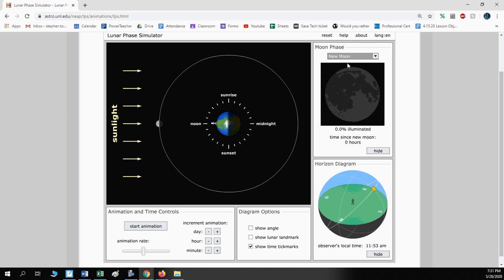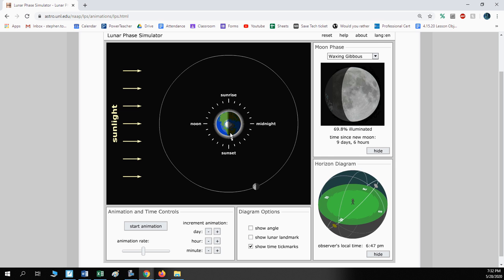First, I'll set this up as a new moon. You can see there are a couple of displays here. This big one shows the moon's position around Earth as it orbits. As I move my mouse around it, you can see other displays changing. Over here is the perspective of someone on Earth looking at the moon. It also tells you how much of the light is being reflected towards Earth. Right now about 25% of the moon's light is being reflected towards Earth.